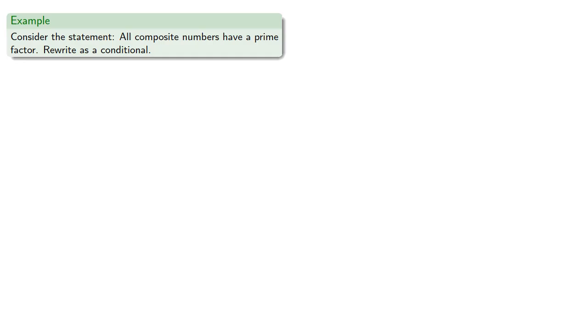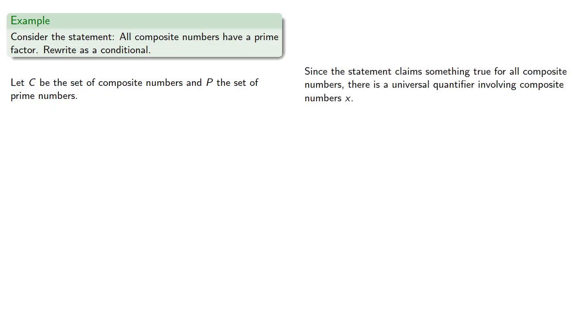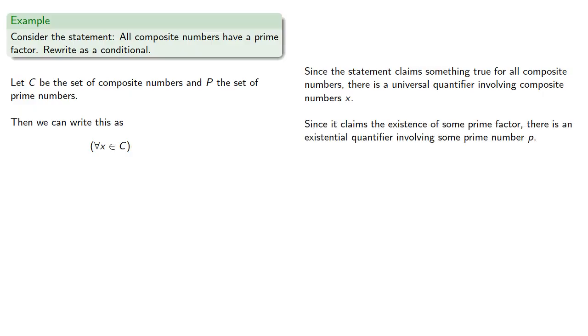Or consider a statement using even more bizarre terminology. All composite numbers have a prime factor. So let C be the set of composite numbers and P be the set of prime numbers. Since the statement claims something true for all composite numbers, there's a universal quantifier involving composite numbers X. So our statement begins for any composite number, and since it claims the existence of a prime factor, there is an existential quantifier involving some prime number P. So there is some prime number, and we'll write that prime number P divides X, and we'll write it this way.